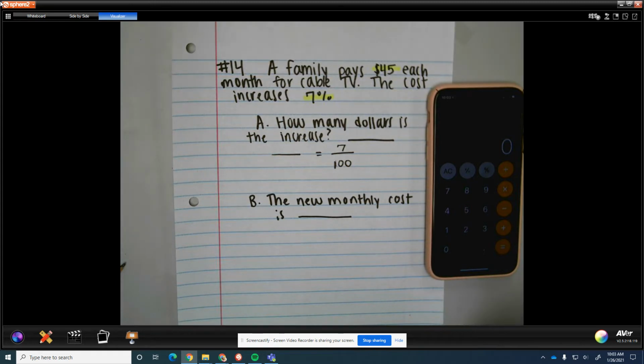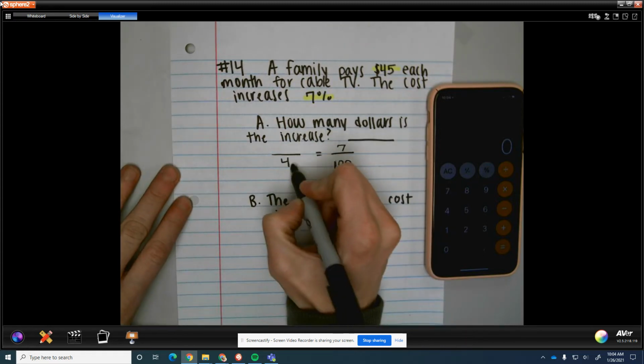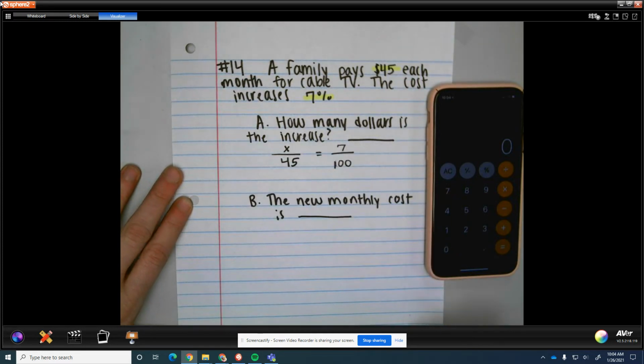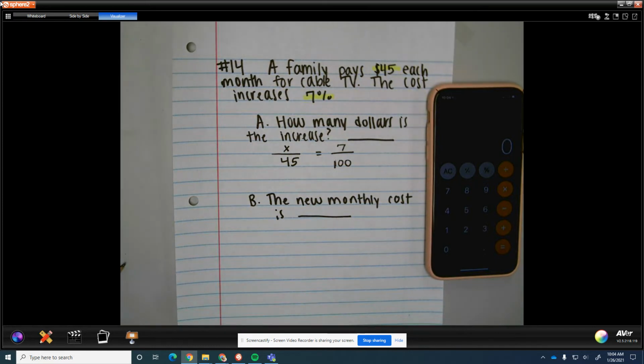So is $45 my part or my whole? Is it my is or my of? Well, when I think about it, 45 is my total amount, and I'm trying to find 7% of 45. So if I were to re-ask this question, I would say, what is 7% of 45? And that would help me figure out my is over of. That means I know that my whole is 45, but I do not know what is the part, what's 7%.